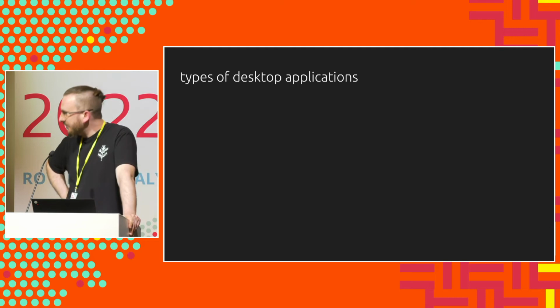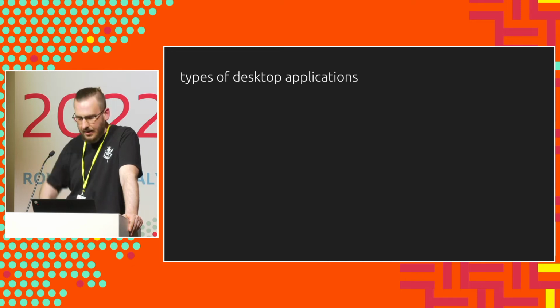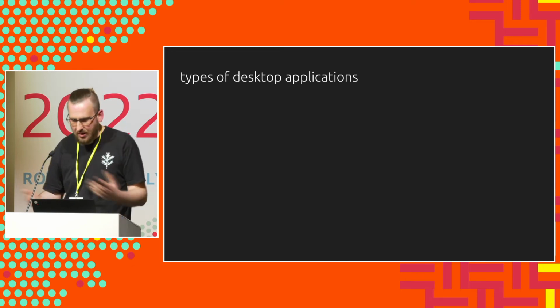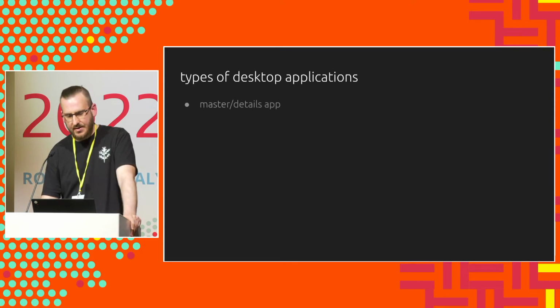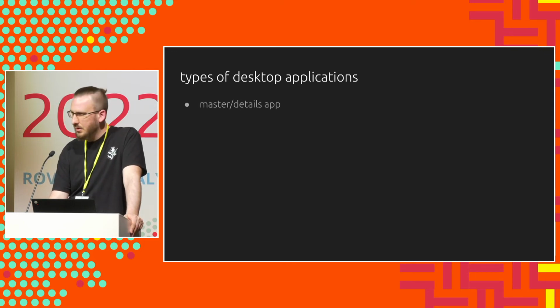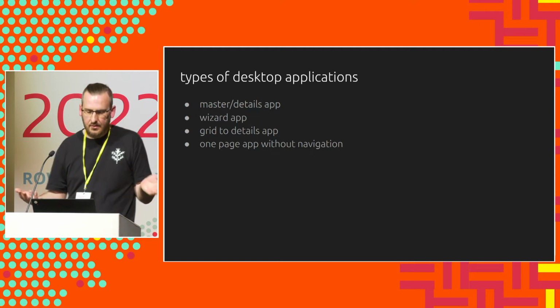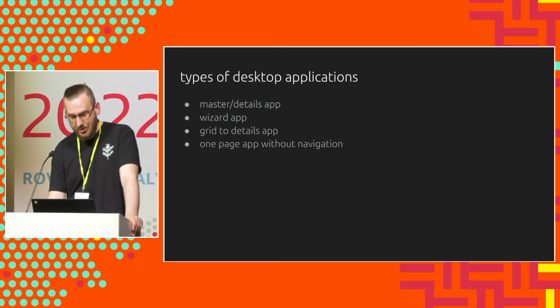So you can analyze the types of desktop applications you have on your desktop, and more or less you get down to the following ones. You get the master details app, as I would call it, and I think it's also called that in most cases. You get a wizard app, something I call the grid to details app, and of course this super simple app, let's call it a one-page app without any navigation.